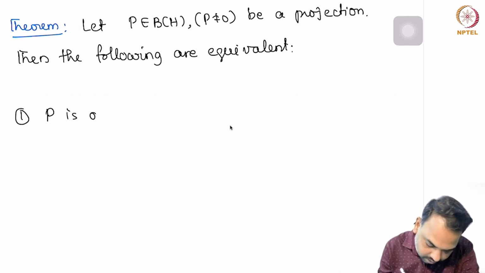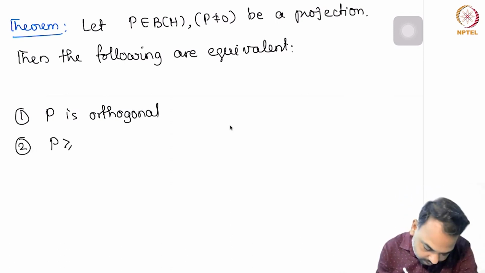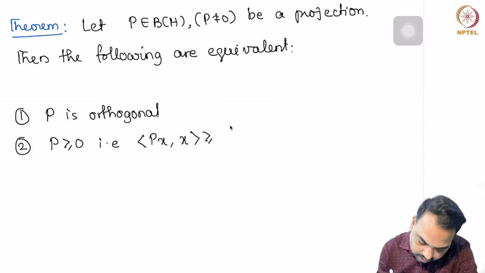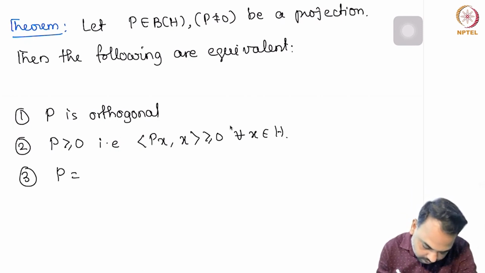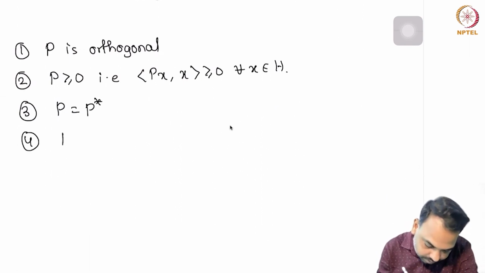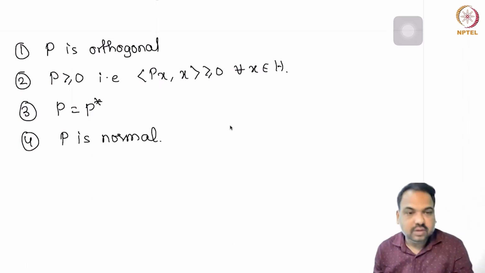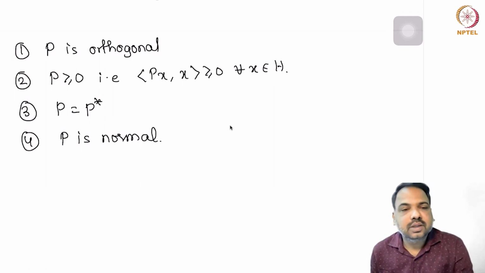P is orthogonal. Second one is P is positive, that is, inner product of Px with x is positive for every x in H. The third one is P is self-adjoint, and the fourth one is P is normal. So we have observed that when P is a normal projection, then it must be orthogonal.